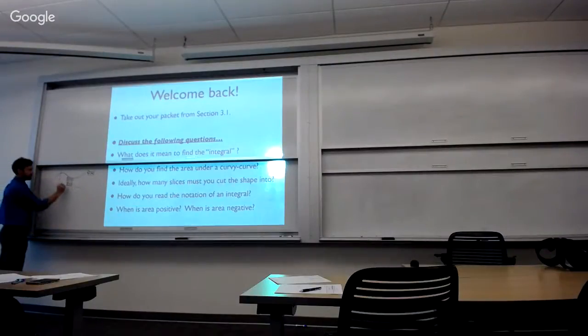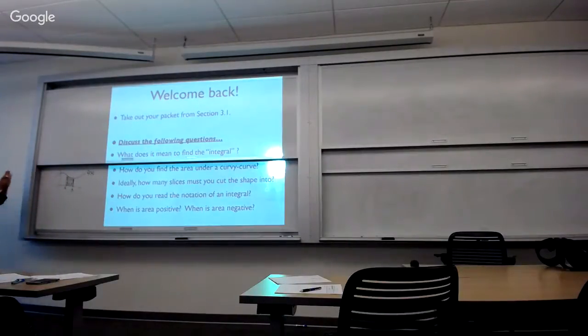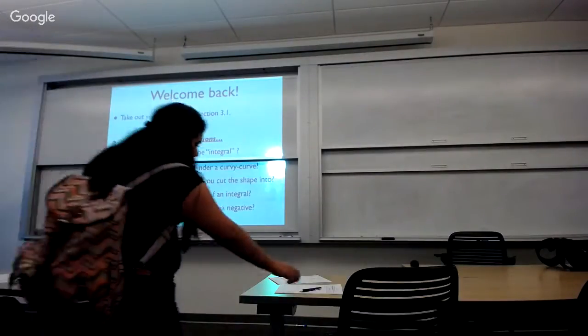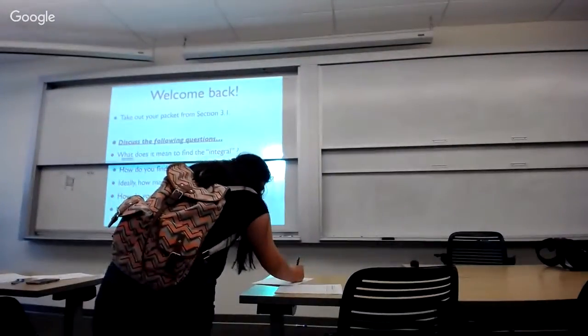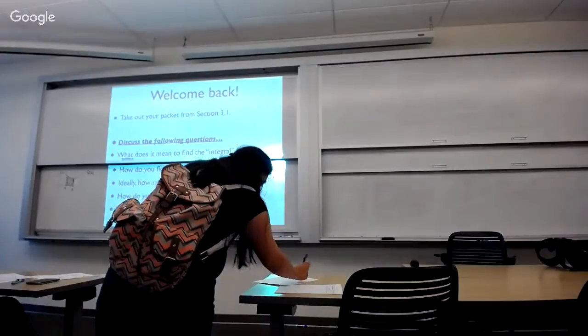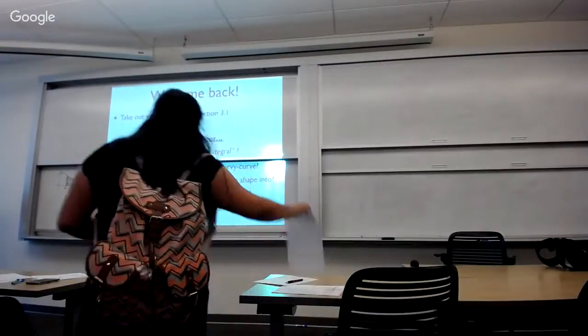So I would just choose an arbitrary point A and choose another arbitrary point B, and that would be my cutoff to say, okay, I'm just going to find the area between A and B on the x-axis, trapped between the function and the x-axis, and that's the area that I'm actually calculating. So that's the area that we'd like to find. So that's what it means to find an integral.